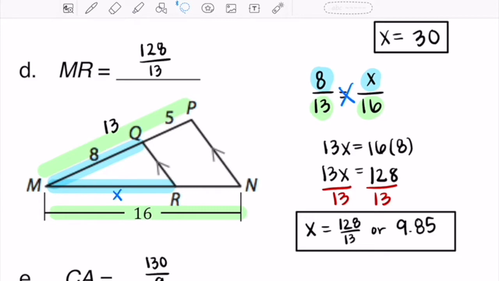You can write your answer for this one as a fraction or as a decimal. The decimal is an approximation, though, it's rounded. So I went ahead and on the answer line for this one, I put the answer as a fraction.